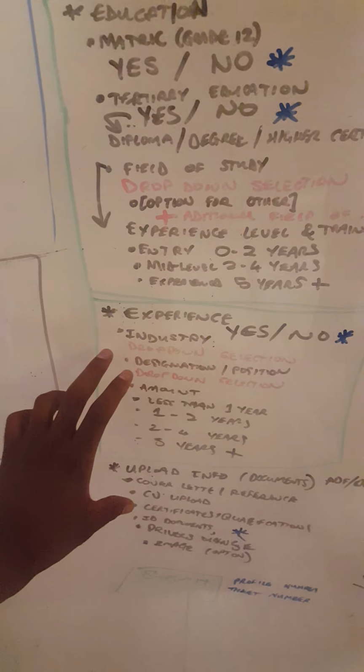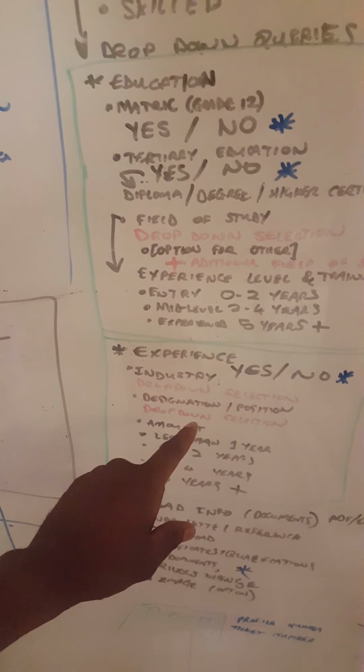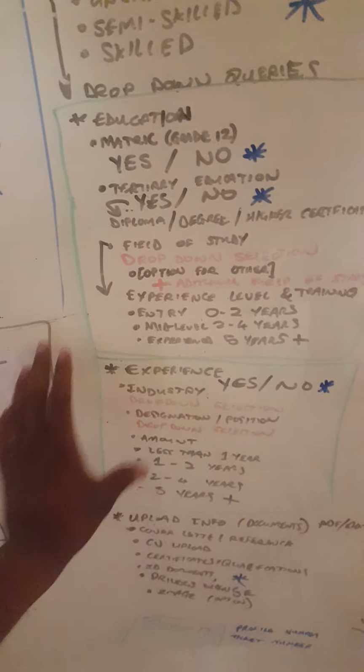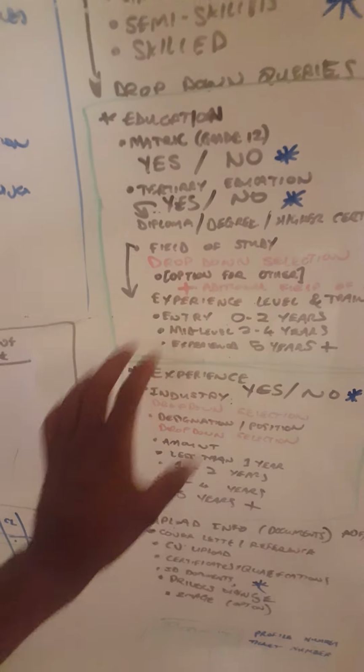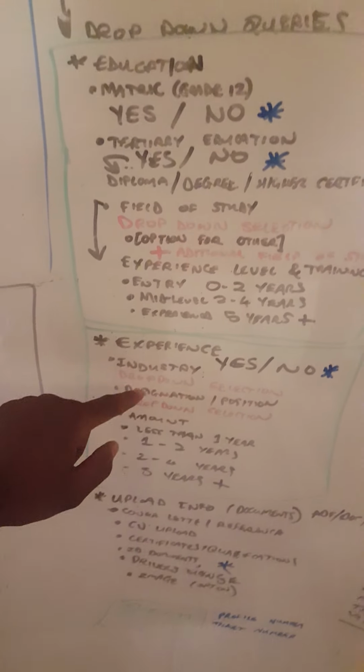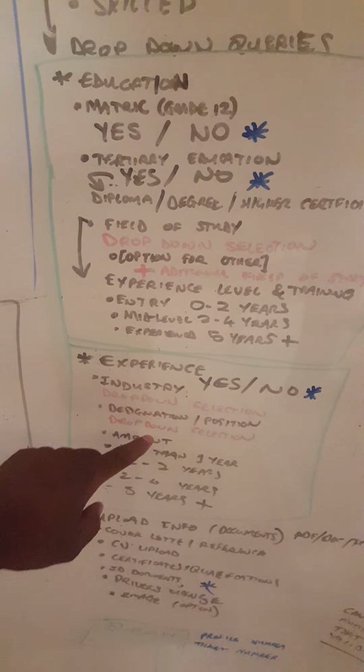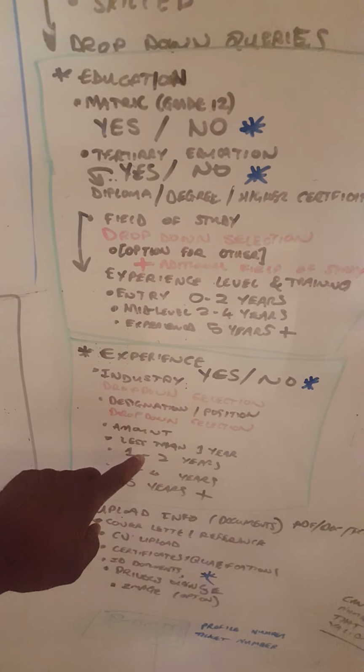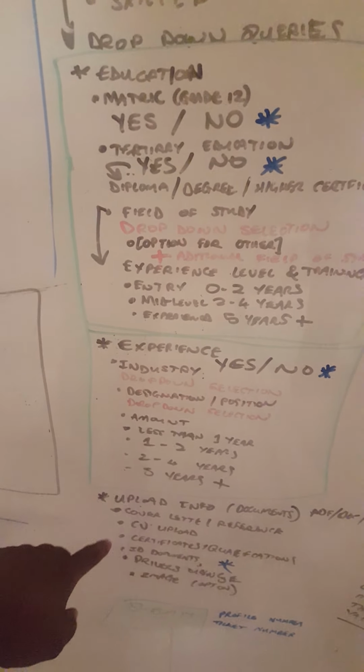Then they come down to experience. Do you have any experience? Yes or no? If no, that's grayed out. They don't fill it in. If they do have experience, it expands, and then they get to indicate what industry, what designation, and how much experience they have, how many years of experience.